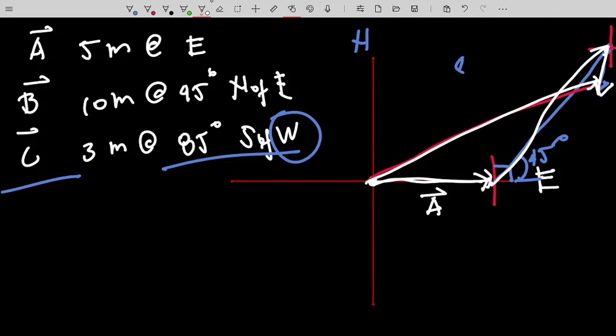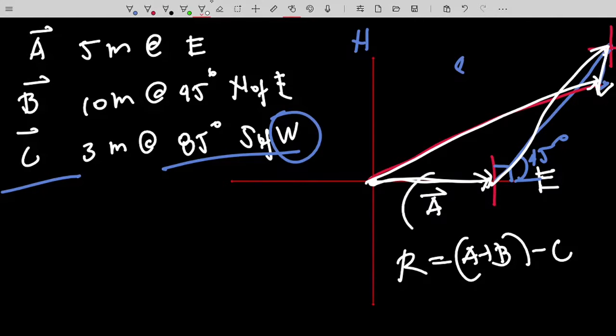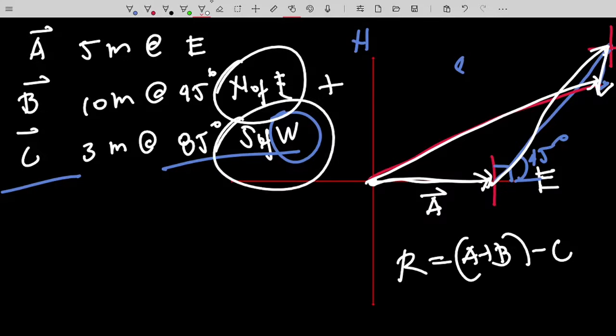Now we should know the resultant is equal to A plus B minus C. Why? Because your A is directed to the positive direction because it goes east, and your B is directed to the north of east, which is a positive one, while your C is directed to the south of west, which is a negative one. So that is how we graph and how we add vectors using the graphical method.